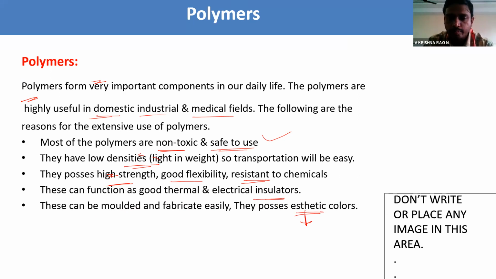These are the reasons why polymers are useful in our daily life: they are non-toxic, safe to use, and have low density, so light in weight that we can transport them easily. They have high strength, good flexibility, and resistance to chemicals. They act as good thermal and electrical insulators, can be molded and fabricated, and possess aesthetic colors. This is why they are very important in our daily life, and also useful in domestic, industrial, and medical fields.